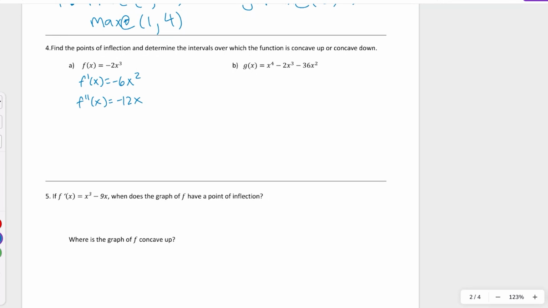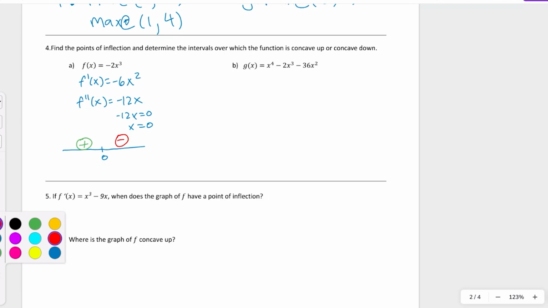All right, this is only going to have one critical value. If I set that equal to 0, solve for x, I just get x equals 0. So my number line is just going to have 0 on it. And if I plug in a negative number, a negative times a negative is positive. If I plug in a positive number, negative 12 times any positive is going to be negative. So we do have an inflection point here. Okay, so we've got an inflection point at 0.